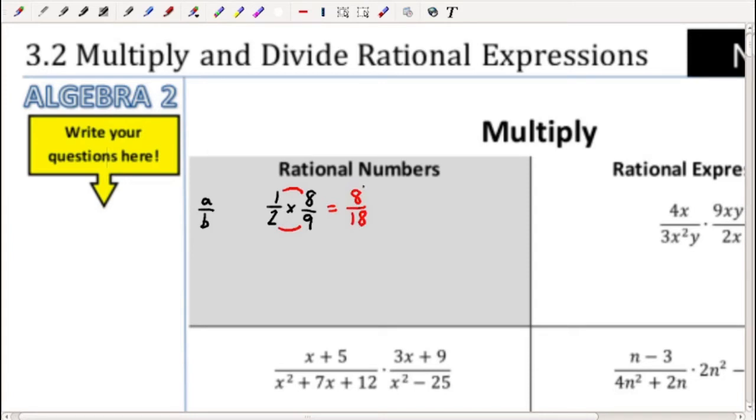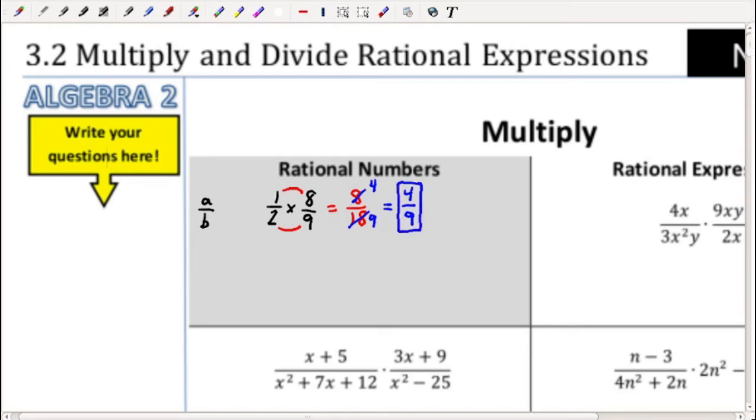Then we look and see if we have any common factors between 8 and 18. I notice that both of them are even, so I could divide both top and bottom by 2. If I divide 8 by 2, I get 4, and 18 by 2, I get 9. So this equivalent fraction would be 4 over 9 as my final answer. Now, it's totally legit to do the multiplication first and the simplification second.